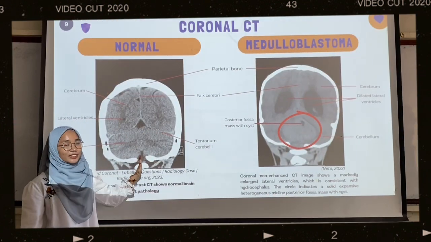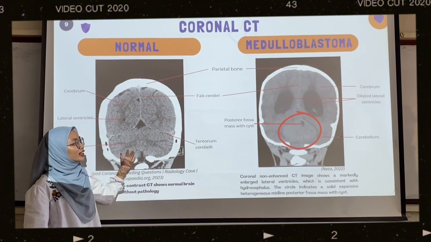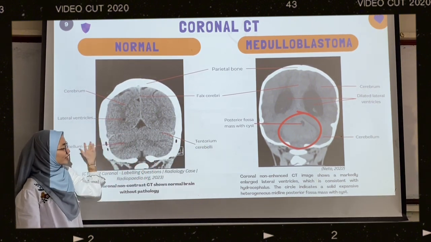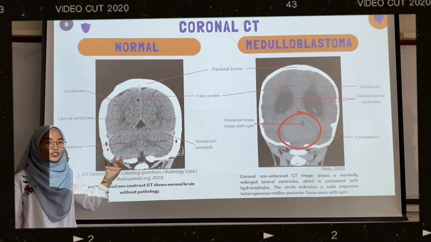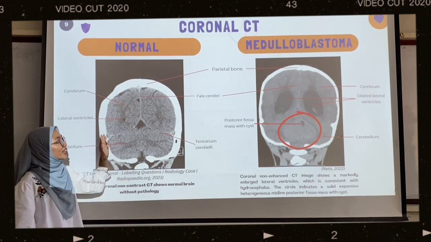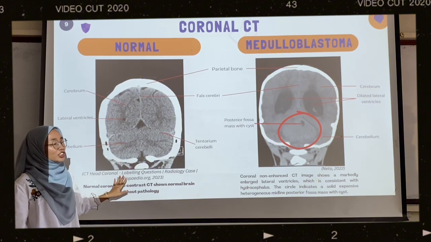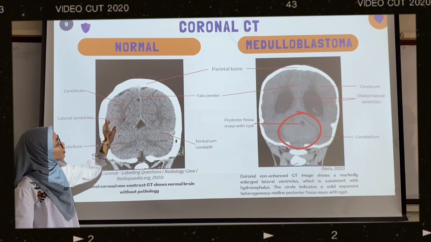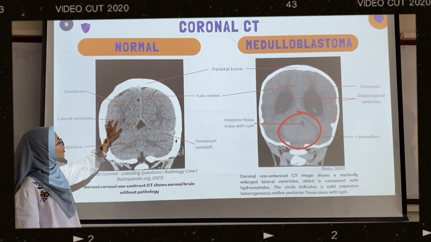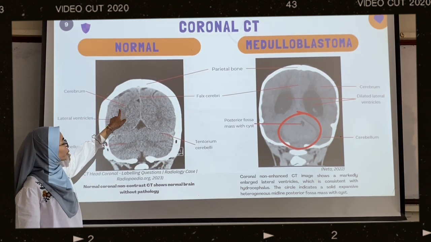Next is a comparison between a normal coronal CT brain and an abnormal CT brain. On the left side, this is a normal coronal non-contrast CT brain image that shows a normal brain without any pathology. The structures that you can see in the picture are the parietal bone, falx cerebri, tentorium cerebelli, cerebellum, lateral ventricles here, and also the cerebrum.